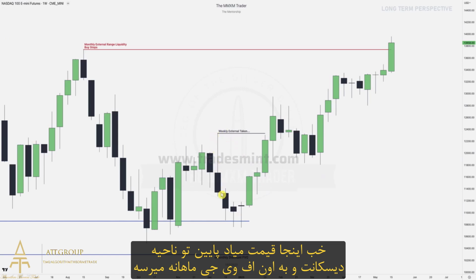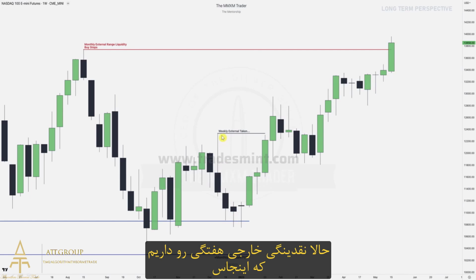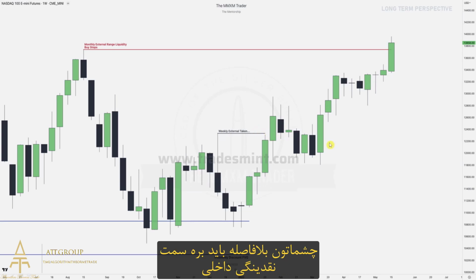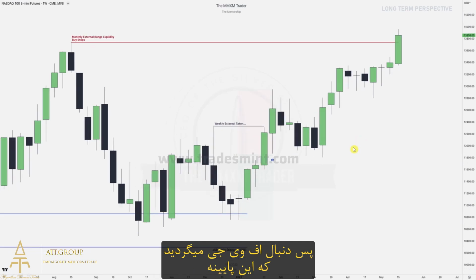So over here, we drop down, right, into that discount fair value gap on the monthly. Now we have weekly external liquidity, which is over here. So where do we go after we take that weekly external? Your eye should immediately go to internal range liquidity, right? So you look for a fair value gap, which is down here, right?